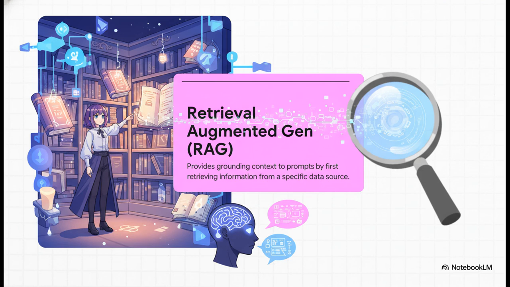First up is a technique called Retrieval Augmented Generation, or RAG for short. The best way to think about RAG is that it's like giving your model a specific library of your own documents to read before it answers a question. Instead of just using its general knowledge, you connect it to your private data so it can give answers based on things only your company would know.